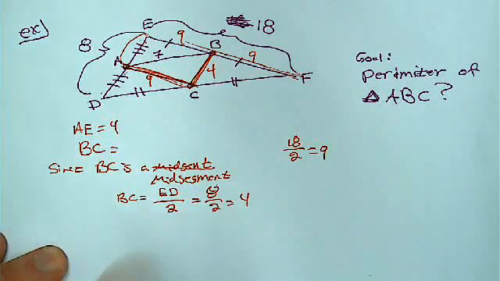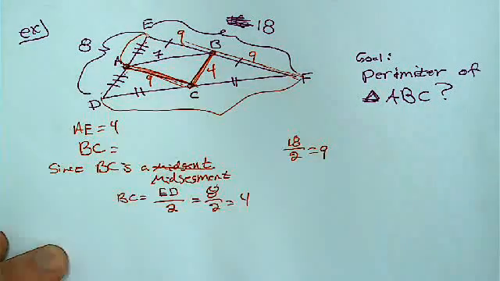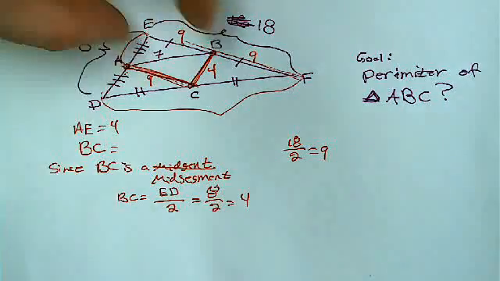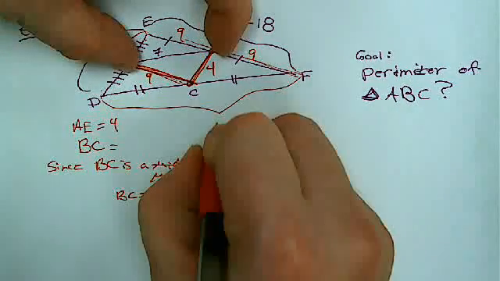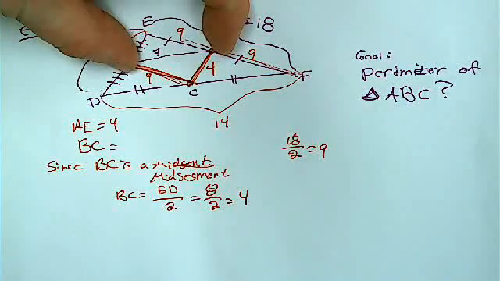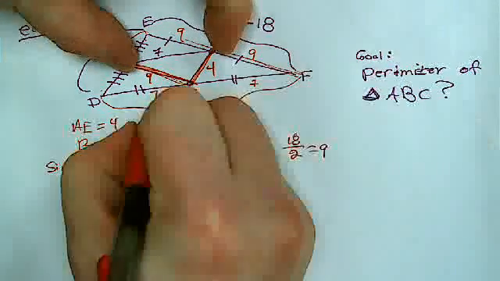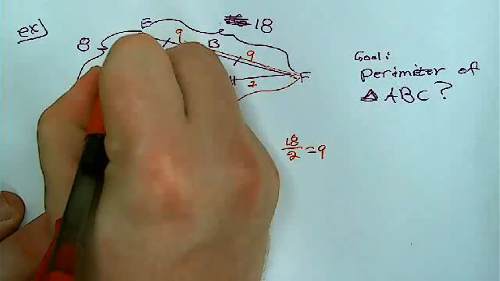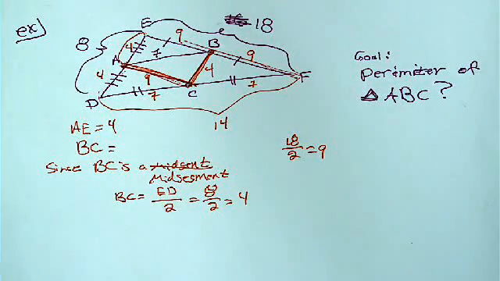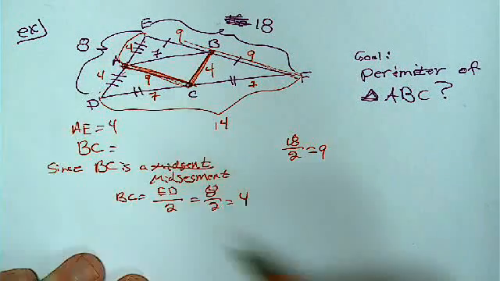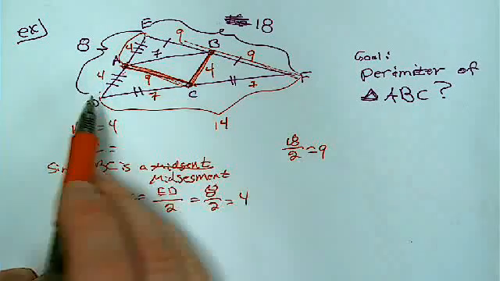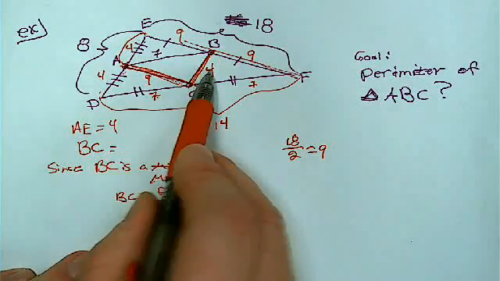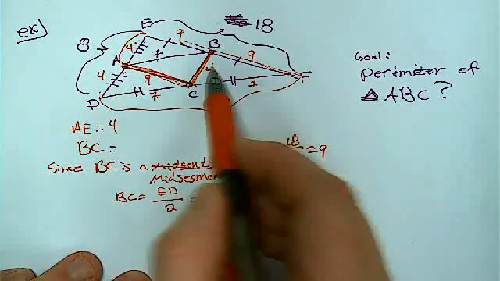Now, for giggles, how long is DF? 14. Take the mid-segment and double it. And if that's the case, then each of these should be 7. Let me write all my numbers up here so I have them all up on the picture. And I actually kind of see a pattern, don't I? I have 4 congruent triangles. All 4 of these triangles have sides 4, 9, and 7.